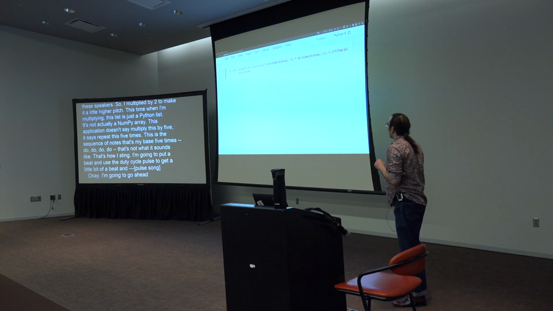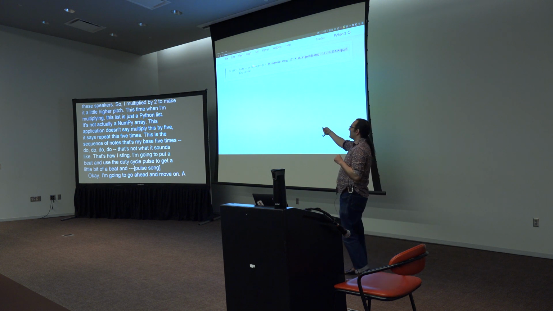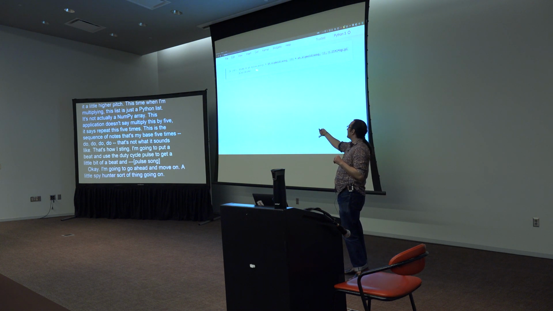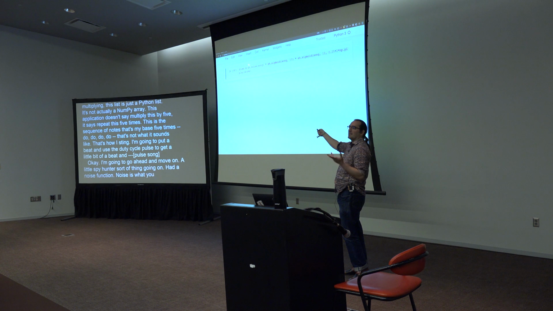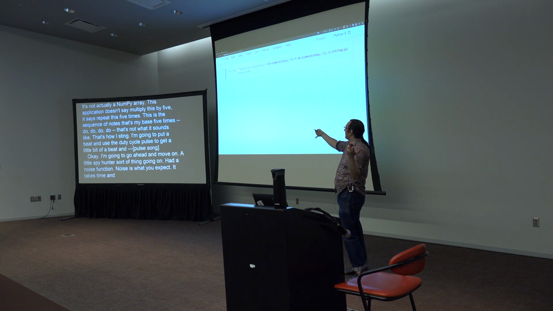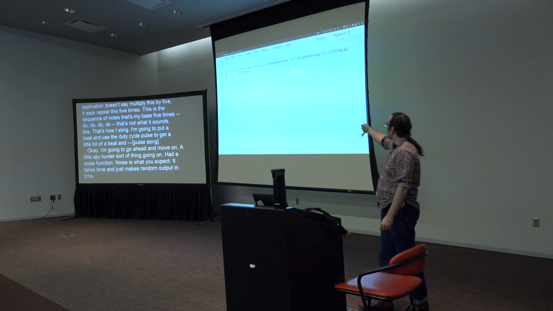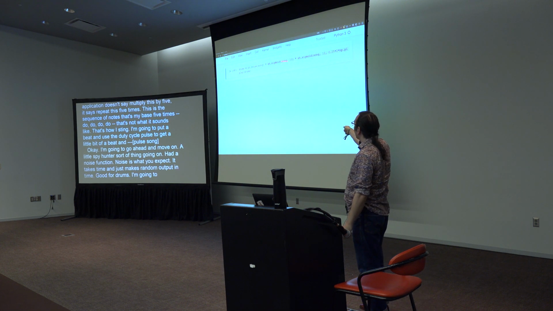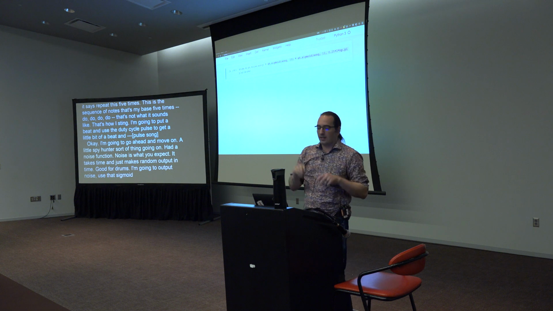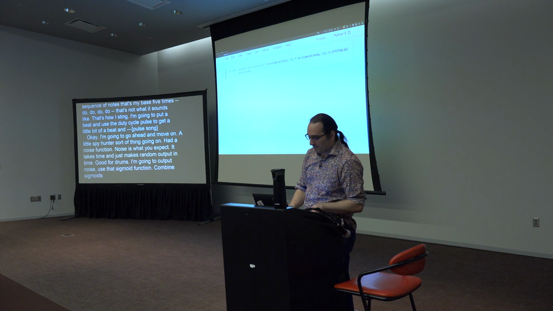Little spy hunter sort of thing going on. I have a little noise function. Noise is what you'd expect. It takes time and just makes random output in time. Good for drums. So I'm going to go ahead and output a little noise. I'm going to use that sigmoid function. I'm going to combine a couple of sigmoids together in order to give myself a sort of funky little drum beat there.